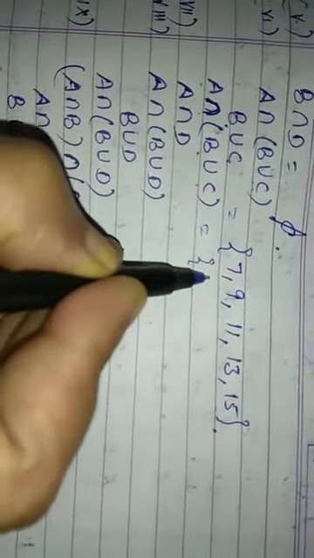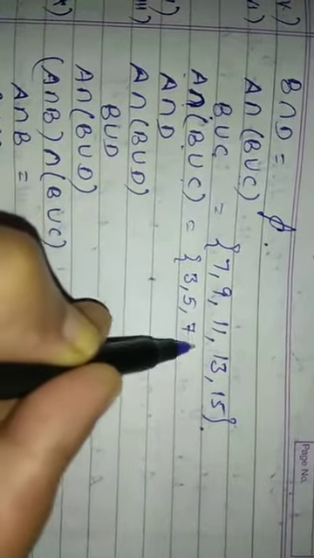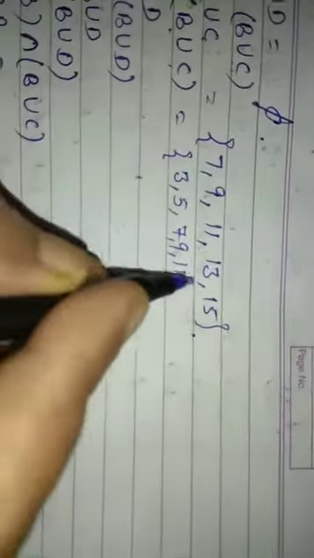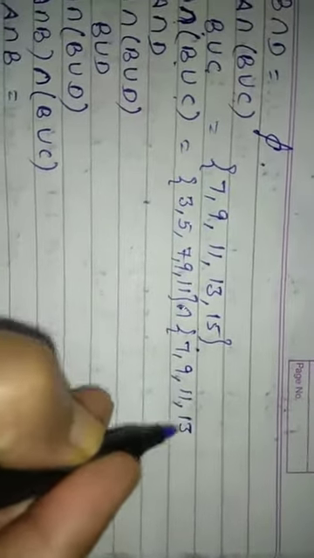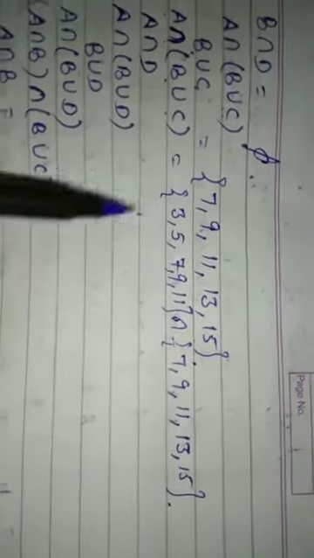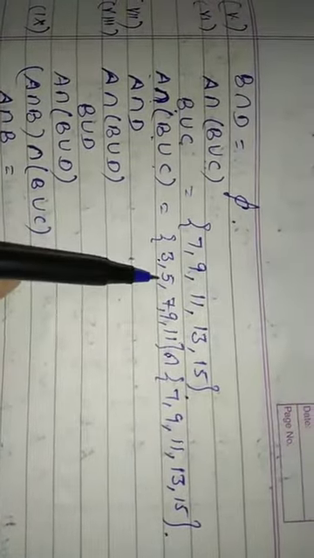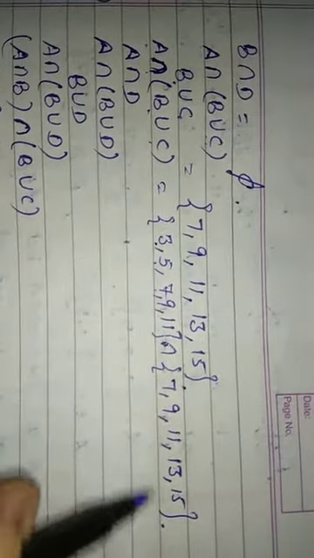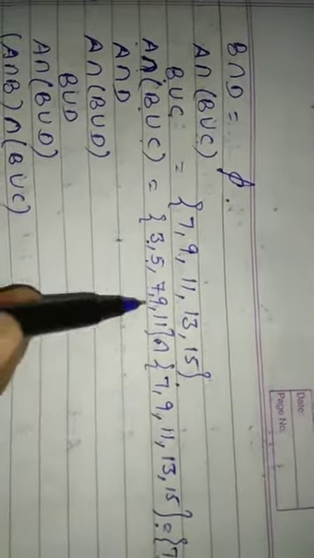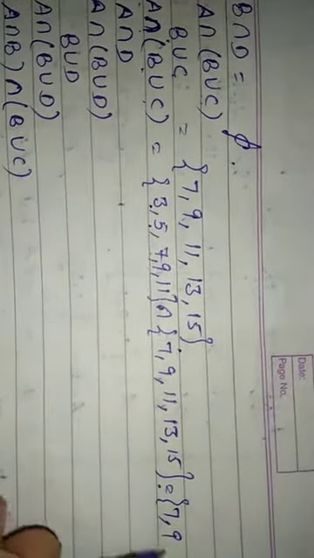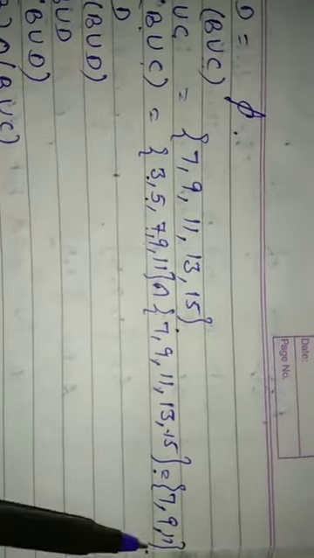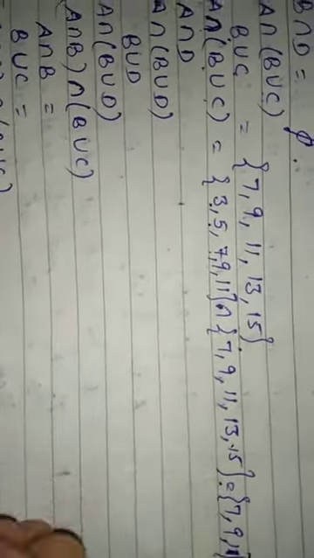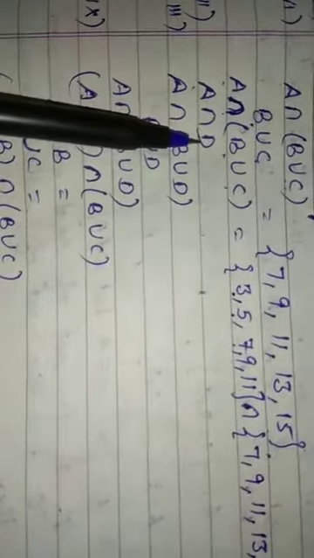What are the elements of A? A elements are 3, 5, 7, 9, 11 and intersection with 7, 9, 11, 13, 15. So look at common elements. What are common elements here? 3 is not in both sets, 5 is not in both sets, 7 is in both sets, so we will take 7. 9 is in both sets, so we will take 9. 11 is in both sets, so we will take. Okay, 13 and 15 are not elements of this set, so we will not take. So 7, 9, 11 are the intersection sets. Okay, intersection, common elements.